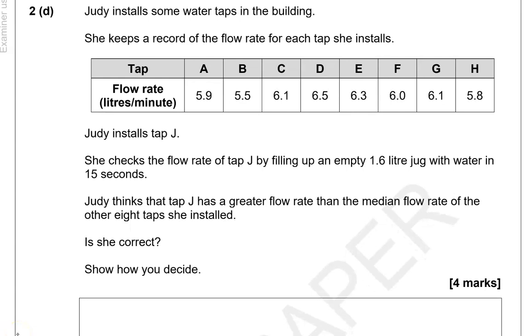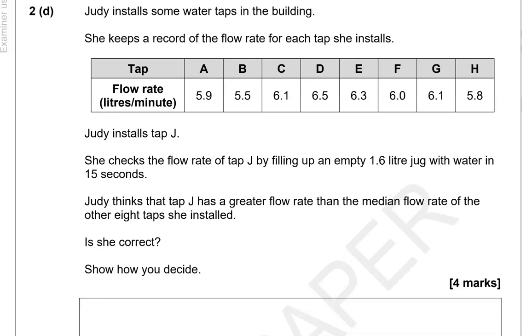Judy installs some water taps in the building. She keeps a record of the flow rate for each tap she installs. Judy installs tap J. She checks the flow rate of tap J by filling up an empty 1.6 litre jug with water in 15 seconds. Judy thinks that tap J has a greater flow rate than the median flow rate of the other 8 taps she installed. Is she correct?